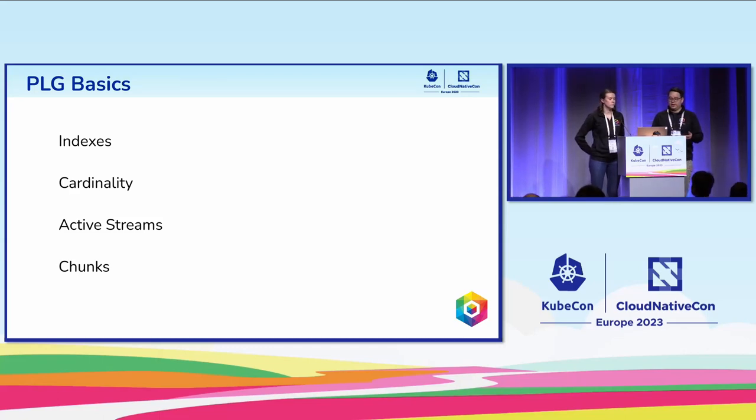So before we do that, we need to go over some fundamentals about how Promtail and Loki work. We're going to cover indexes, cardinality, active streams, and chunks as they relate to the PLG stack. So let's start with indexes.